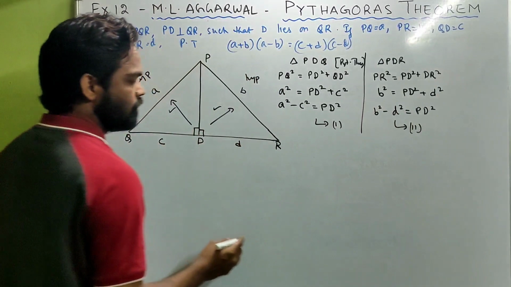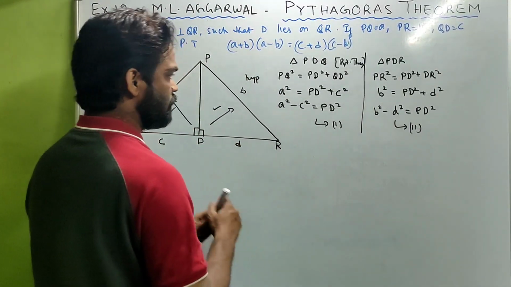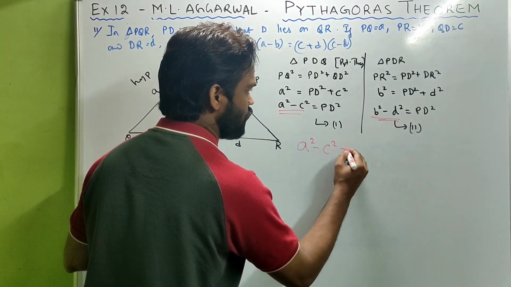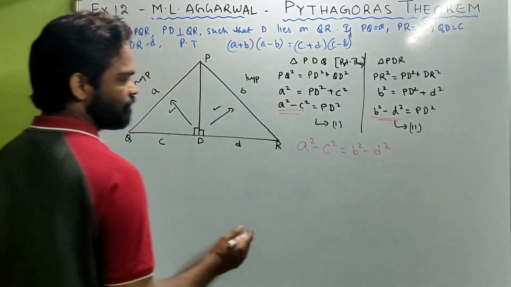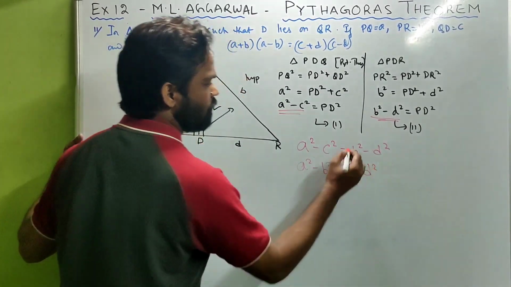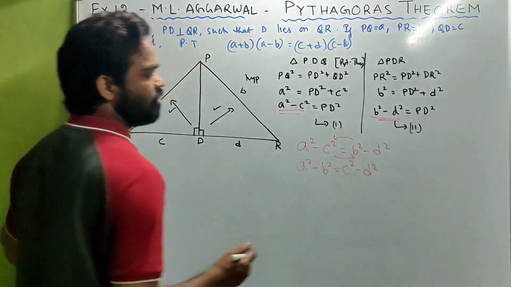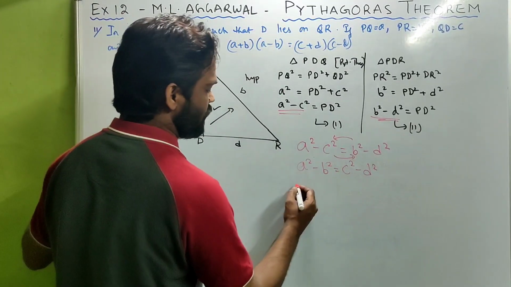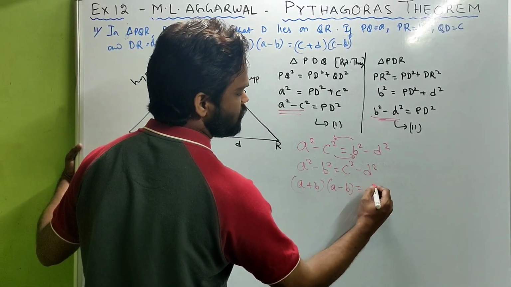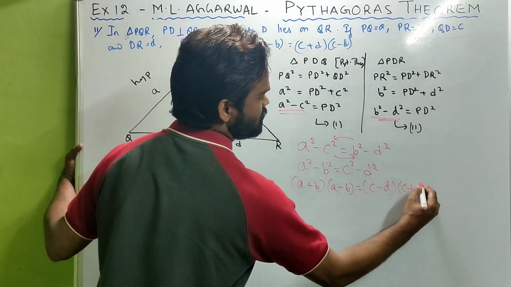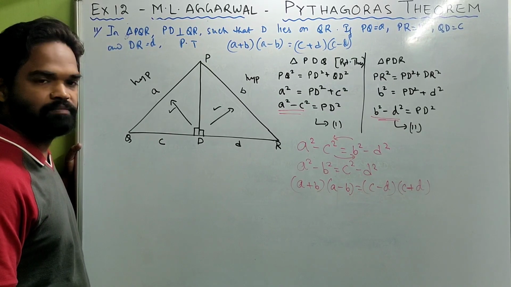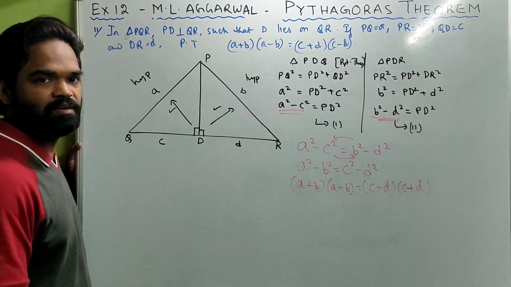Now comparing 1 and 2, you can easily say that this and this will be equal, which means a square minus c square is equal to b square minus d square. Now this we can write as a square minus b square equals c square minus d square. I brought b square on this side and c square I took on that side. Now a square minus b square is (a plus b)(a minus b), and c square minus d square is (c minus d)(c plus d). That is what we were supposed to prove. Done. Pretty easy. Now let us look at the next sum.